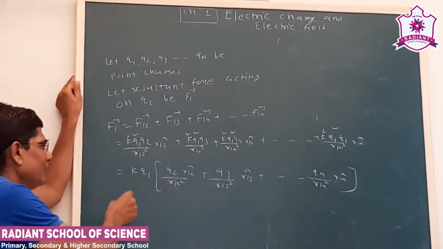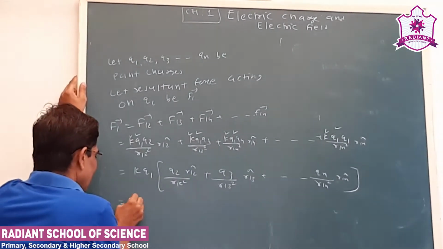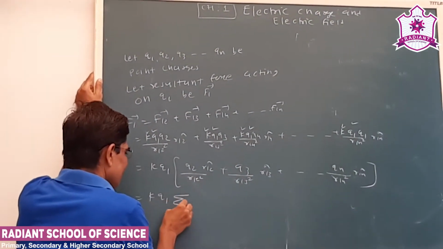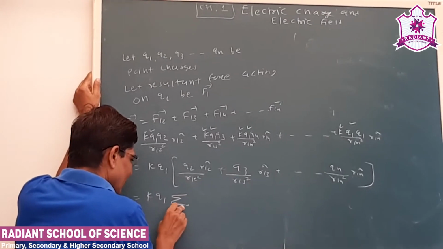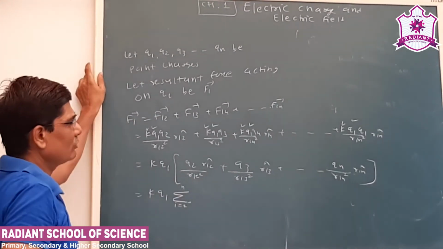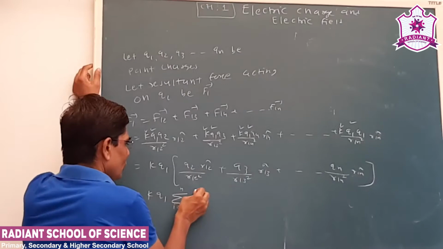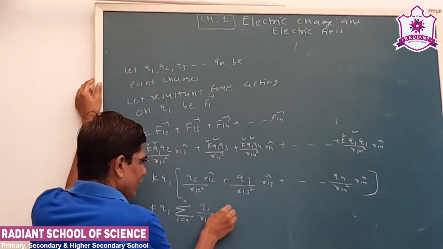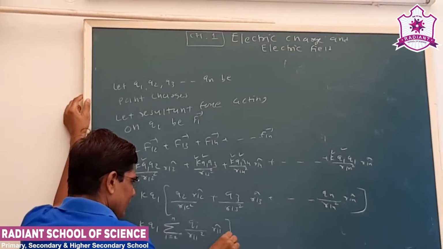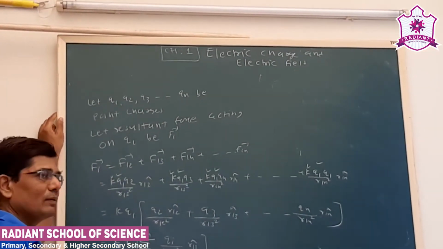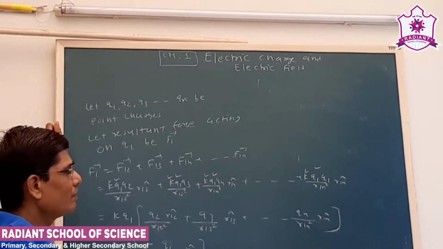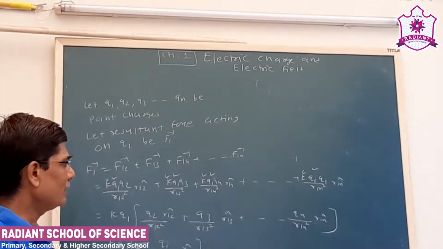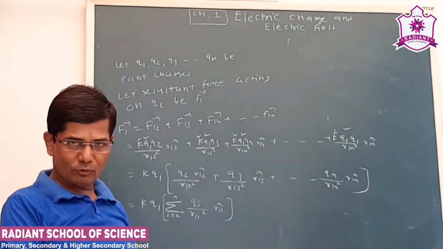Now, see, we can represent this mathematically as the summation of forces, that is sigma, where i goes from 2 to n. Why? Because we have got a system of n number of charges. Qi upon R1i square into R̂1i. See, this is how we can write it in the form of summation. This is nothing but the principle of superposition for n number of charges. Okay.